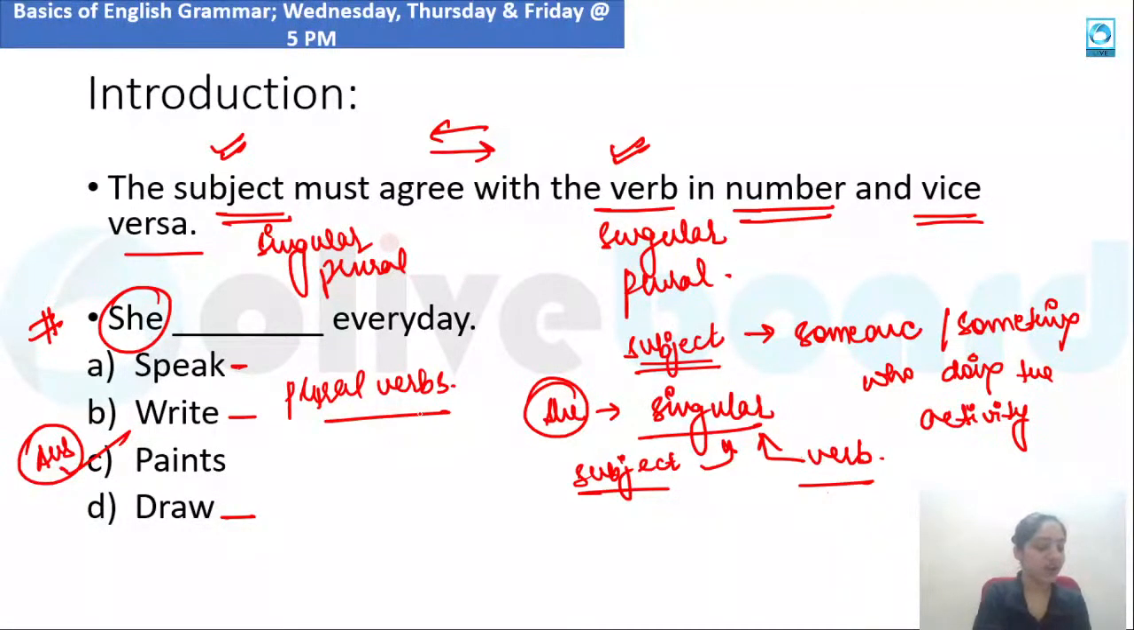If you have any doubts in the introduction, you can ask your doubts, guys.